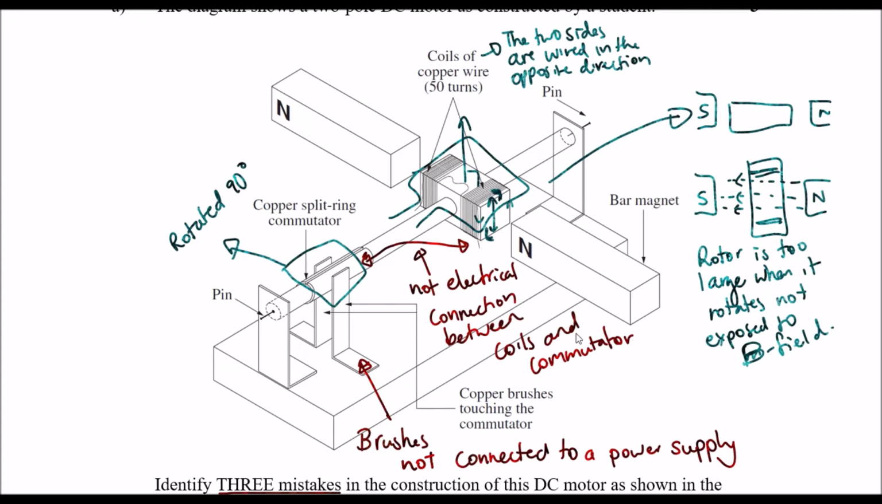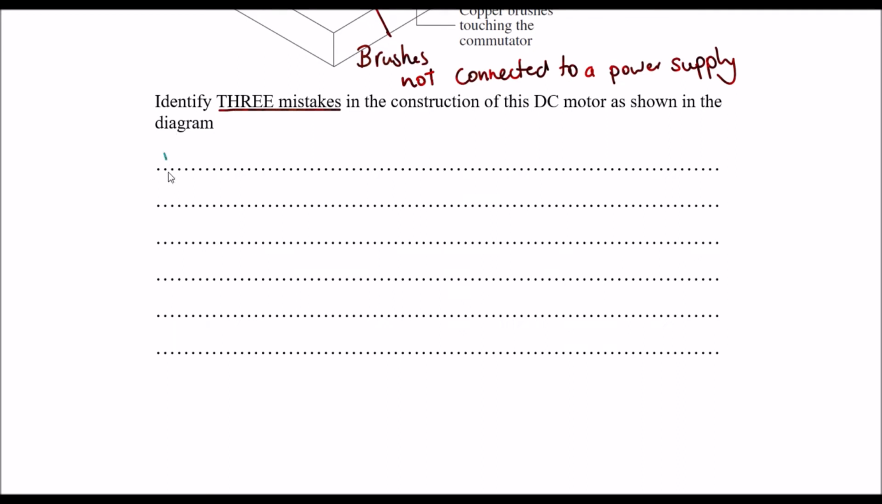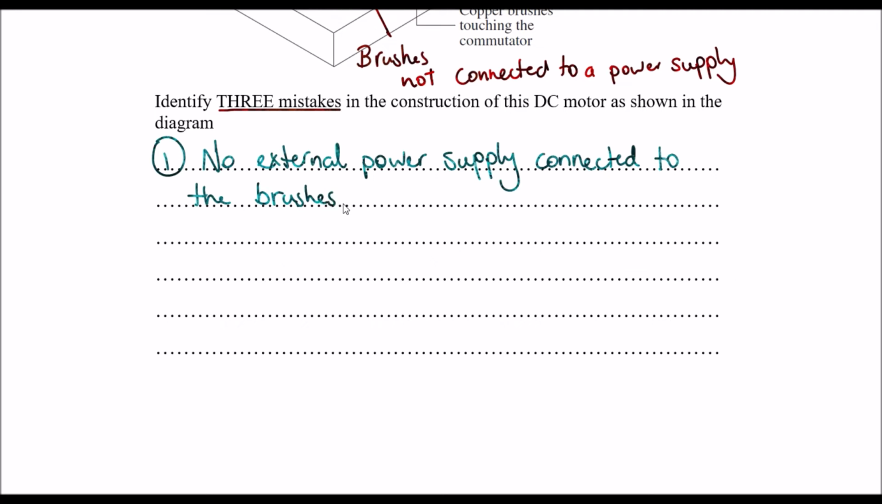So as you can see, there's at least 6 reasons we can come up with. So let's just write them down. Number 1, no external power supply being connected to our brushes. Number 2, we have no wires connecting the coils with the split ring commutator.